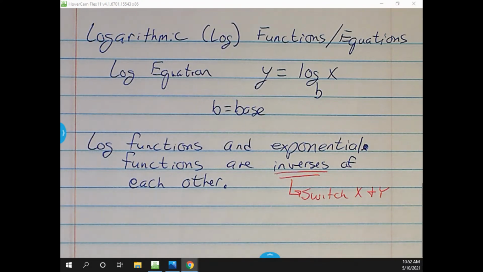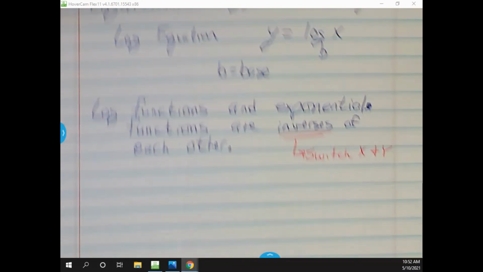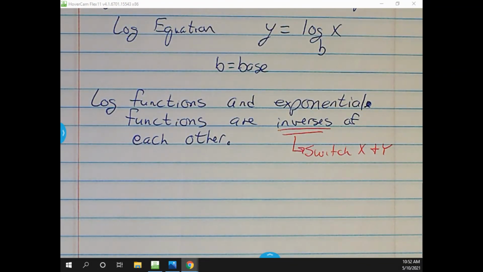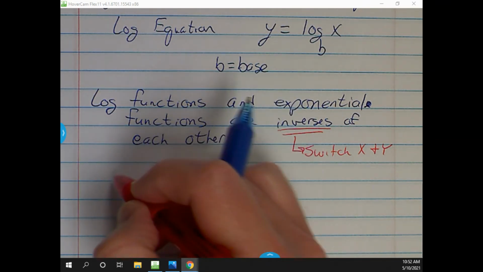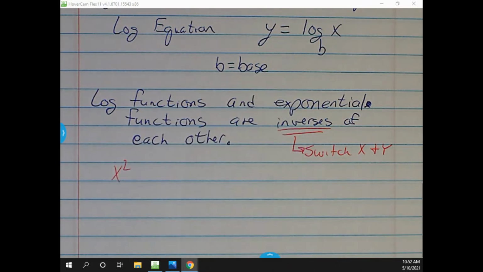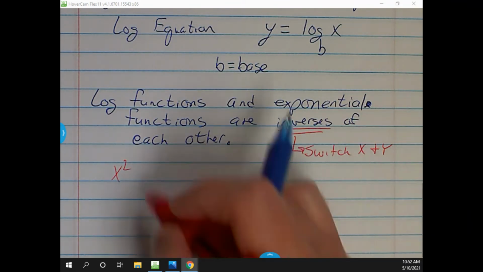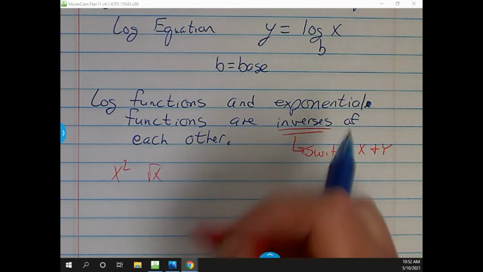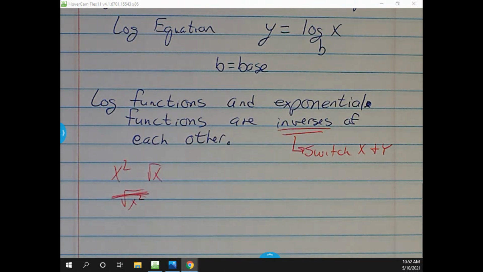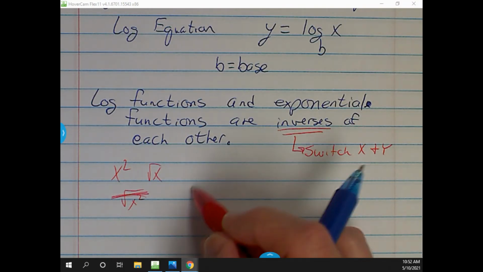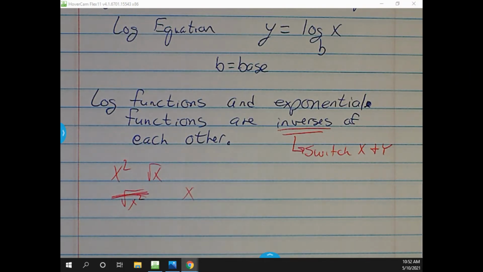The other big thing on this one that we want you to think about when you're going through these is that if you have a log function and an exponential function, since they're inverses, they cancel each other out. So think about it like if this was x squared, the inverse would be square root of x. If you put those two things together, they would cancel each other out, like we were doing last week with the exponents and the radicals. And then you just get x off this thing. So that's what you want to think about.